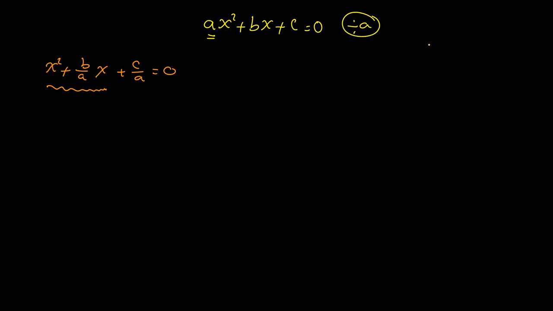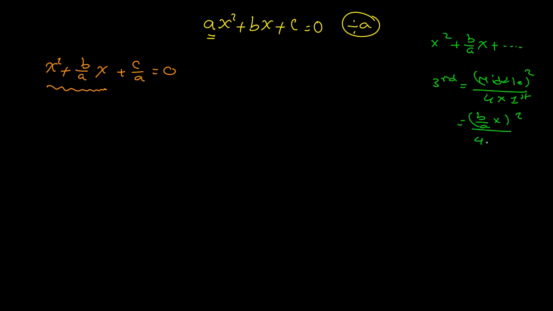So if I have two terms and I want to make a perfect square, let's say that my case is x power 2 plus some number times x, and I need to know the third term to make it a perfect square. So my missing term is the third, so the rule was the third is going to be the middle term to the power of 2 over 4 times the first. So in this case, I'm going to get the third as b over a x all to the power of 2 all over 4, and the first is x squared.